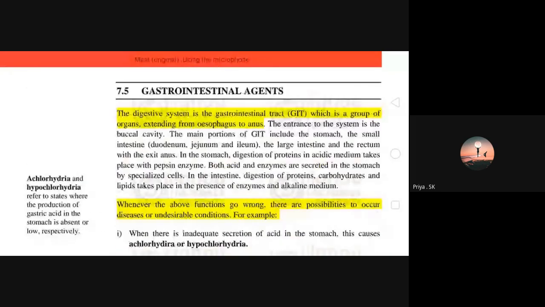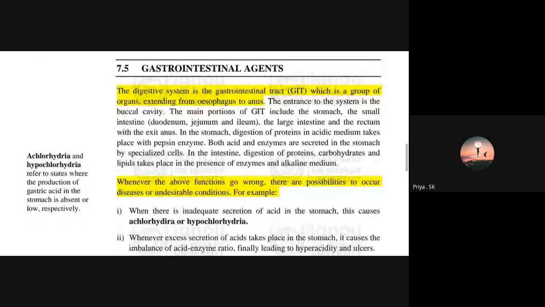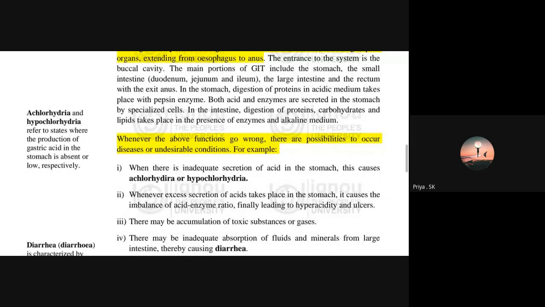Now, gastrointestinal agents. The digestive system, the gastrointestinal tract, is a group of organs extending from the esophagus to the anus. Whenever the functions of digestion or any buffer system in the gastrointestinal tract go wrong, there are possibilities for diseases or undesirable conditions. For example, when there is inadequate secretion of acid in the stomach, this causes achlorhydria or hypochlorhydria.